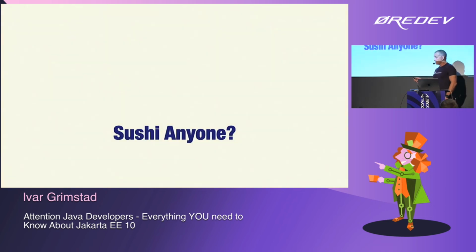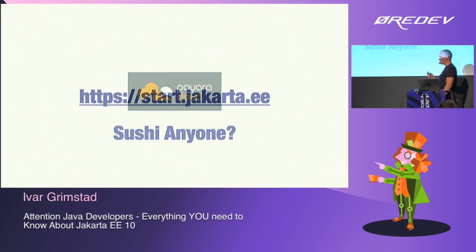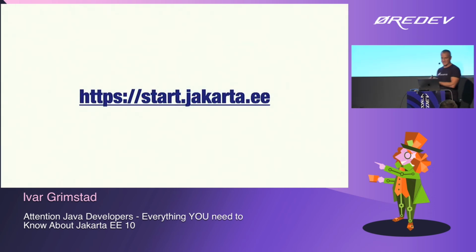Okay. Sushi, anyone? There's a lot of fishes in the Jakarta world, and that is, we have GlassFish, we have Payara, we have Piranha, we have OmniFish. So there are a lot of fishes in Jakarta implementations. So what I'm going to do now is a quick demo of Payara Cloud. And this is a demo that usually fails, but I'll try it again.